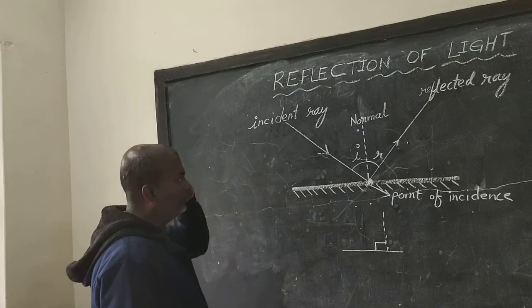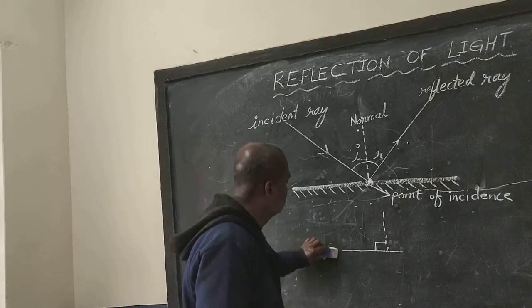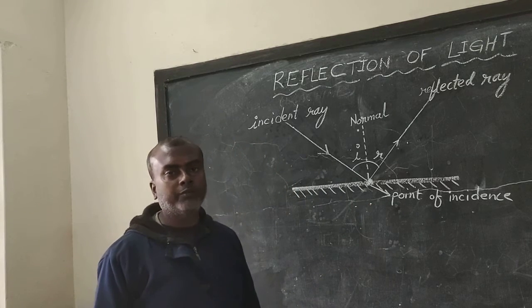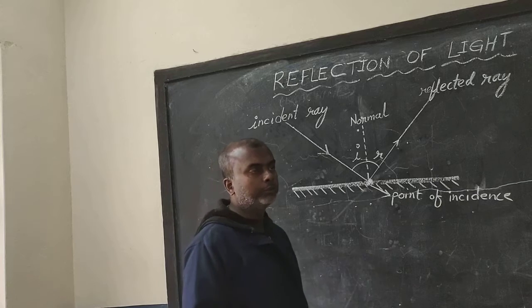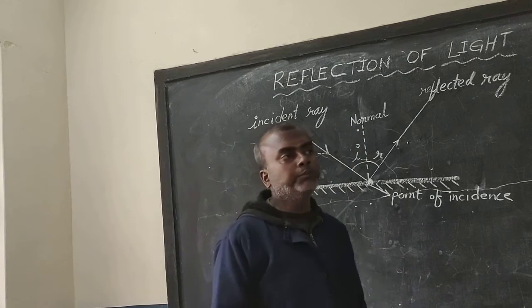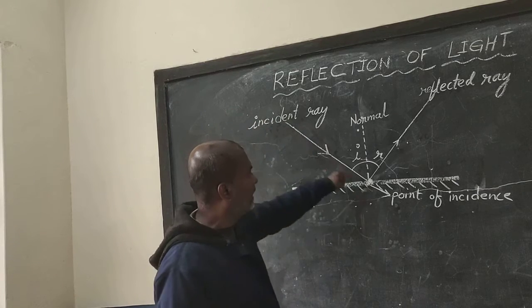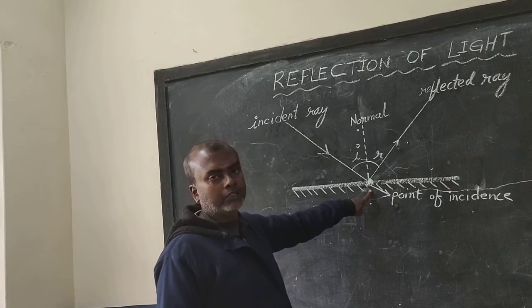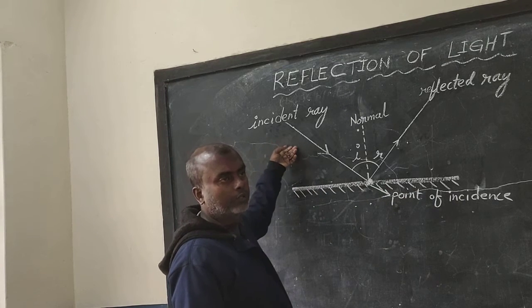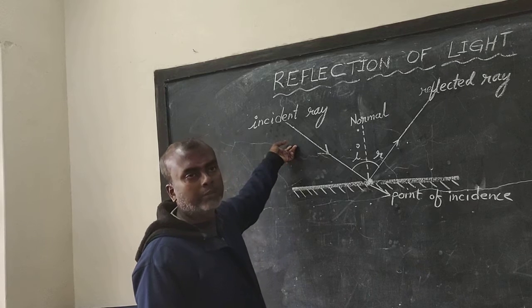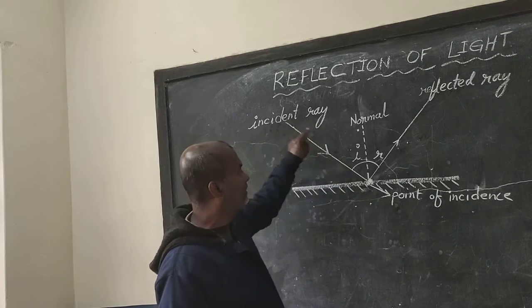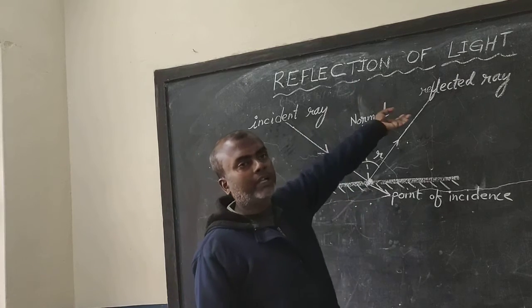So this phenomenon is called reflection of light. You can very well see in your book: bouncing back of light. When light comes from one medium and strikes the boundary of another medium, this is glass. When I say one medium, I mean air. The other medium is glass. So from air, when it strikes glass, it bounces back again to air.